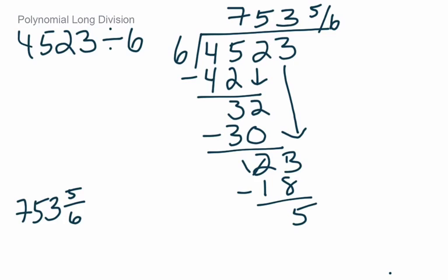Because that's what we're going to do with the polynomials. We're going to take whatever is left over at the end and put it over the divisor. And that's how we're going to express our answer. It's not how your book does, but I'm going to tell you not to go with what your book does.